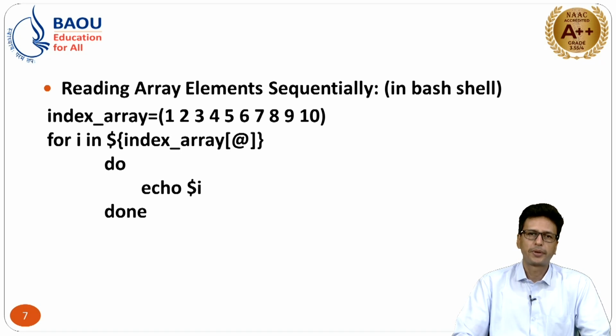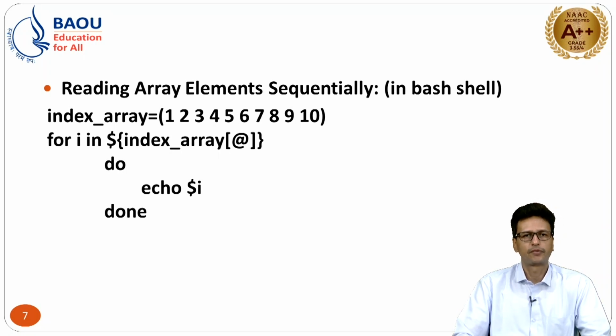Now suppose you want to print all the elements sequentially with the help of a loop. We are already aware of different types of loops. Here we are using the for loop. First of all we are declaring all the values. So in our example the array name is index_array. It is a valid variable name. All the rules and regulations must be followed while giving the array variable name. Then after the parenthesis, multiple values that you have to define, 1, 2, 3, 4, 5 up to 10. All the values are separated by space.